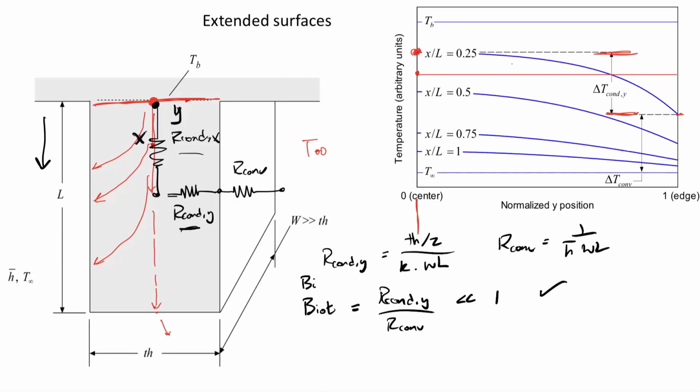Okay, so the Biot number is this resistance ratio, but if you look at what we're doing up here in this plot, what we're also saying is it's approximately the ratio of the temperature drop through conduction in the Y direction to the temperature drop due to convection. So if we can calculate or estimate those temperature drops, it's basically the same thing as the resistances, and if it's small, then we're okay. And we can move forward with our 1D analysis. Okay.